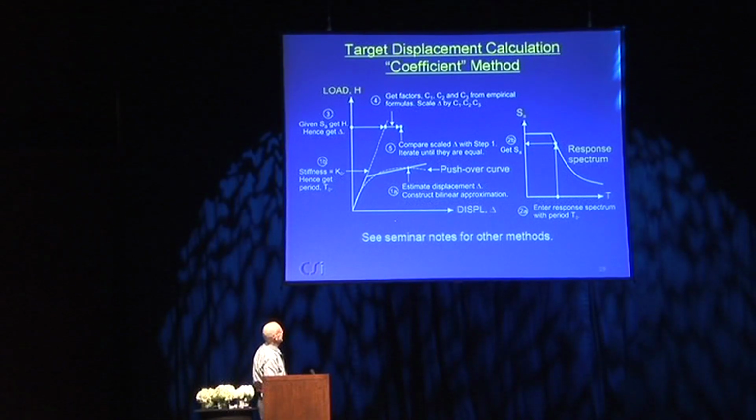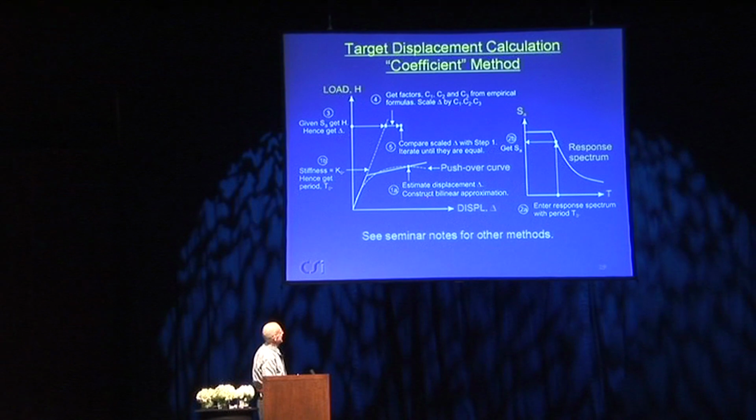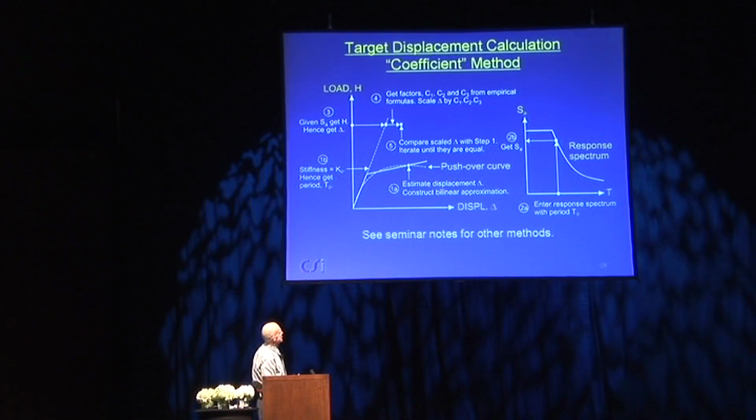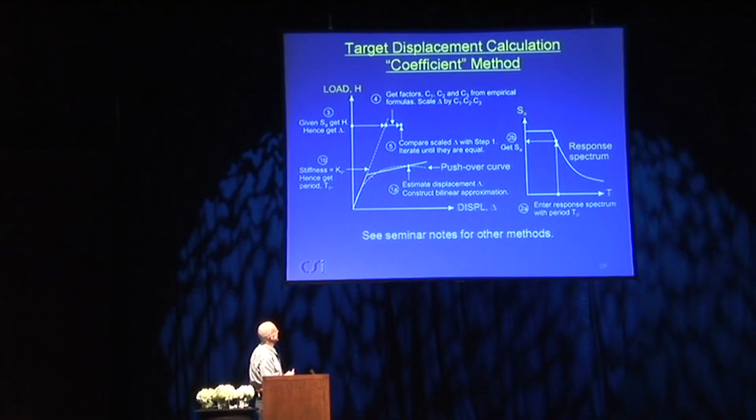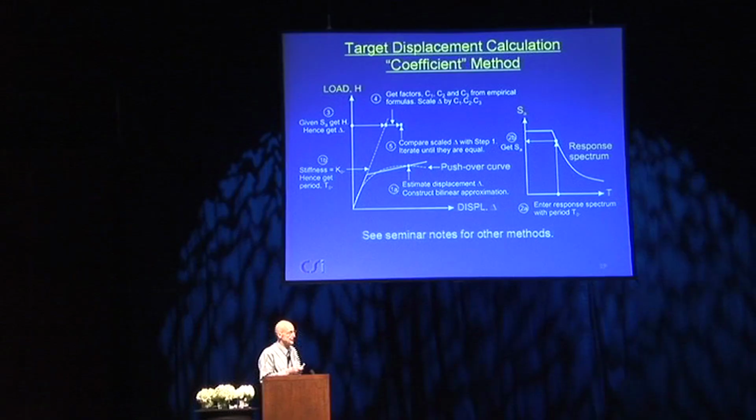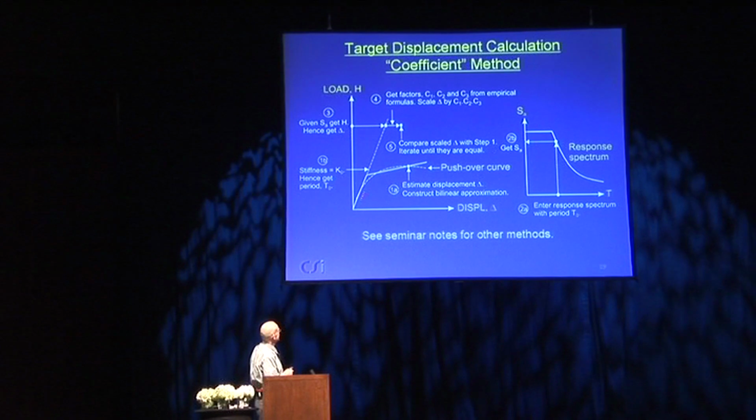We calculate the pushover curve, shown here dashed, and step 1A is to estimate the target displacement delta. Just guess something. Then, using that, construct a bilinear approximation. One of the things I did in the example was choose a number of trial points and construct a bilinear approximation for each of those trial points. When you do that, you have now a stiffness, and using that stiffness, you can get a period. I'm not going to go into the details, but if you know the stiffness, you can do that. So you now have a period.